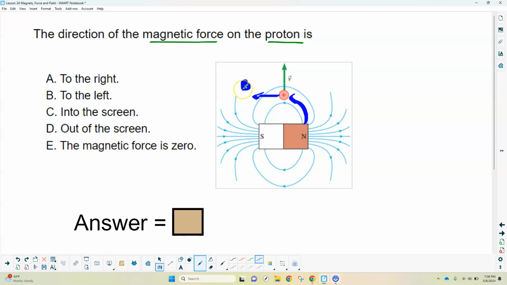So if that's B, I'm going to put my fingers in that direction where the blue arrow is going for B. My thumb is going to go in the direction of V. And then you have to figure out which way your palm is trying to push the proton. It's going to push the proton directed exactly towards you, or out of the screen. So again, it's a three-dimensional idea. The force is actually causing the velocity to change direction. It's not causing it to speed up or slow down. So that's another conceptual question.